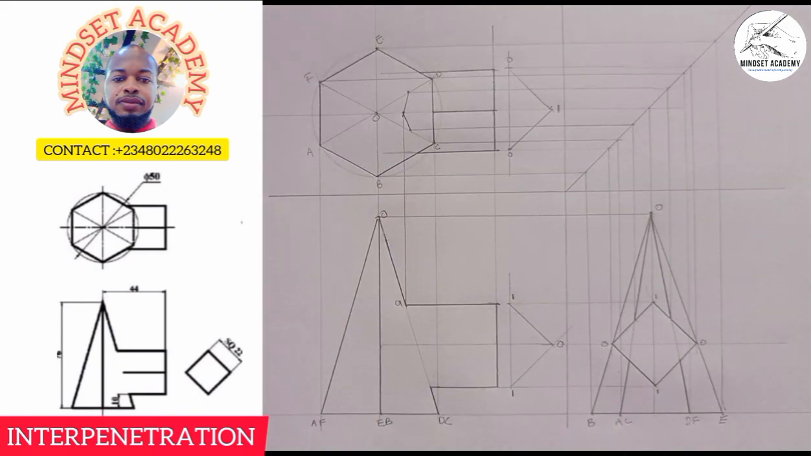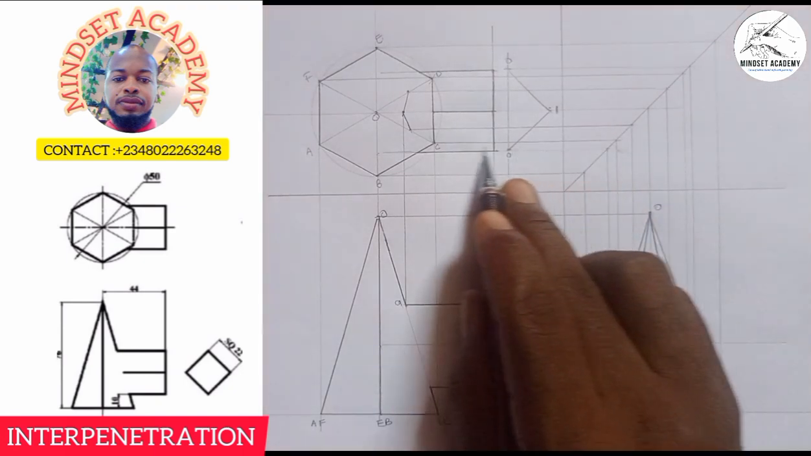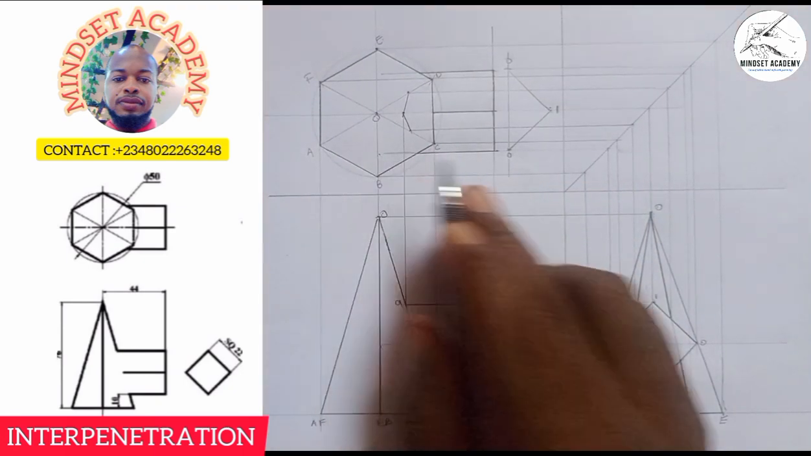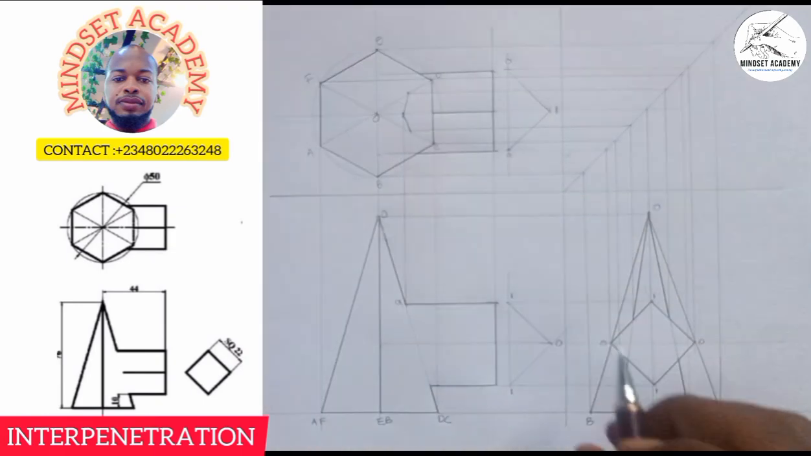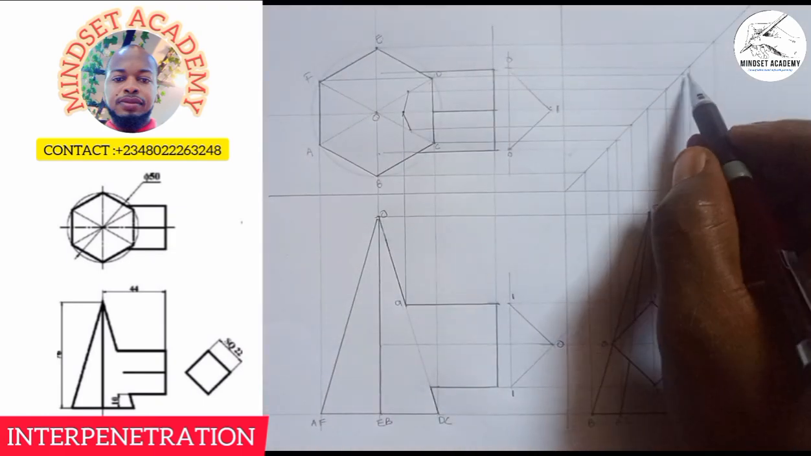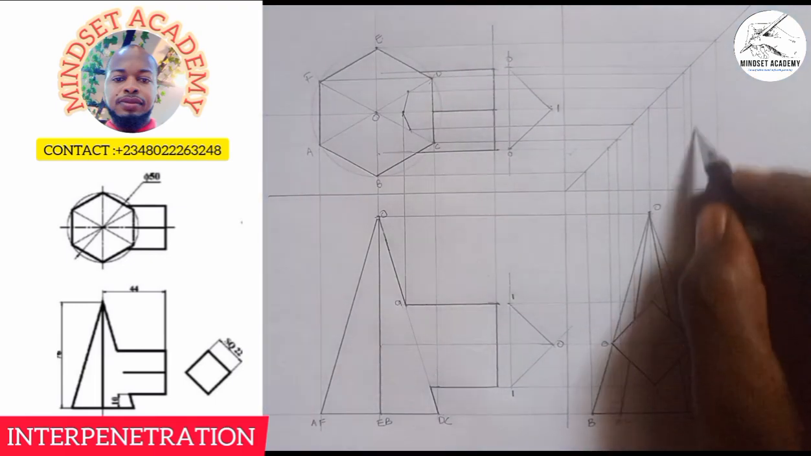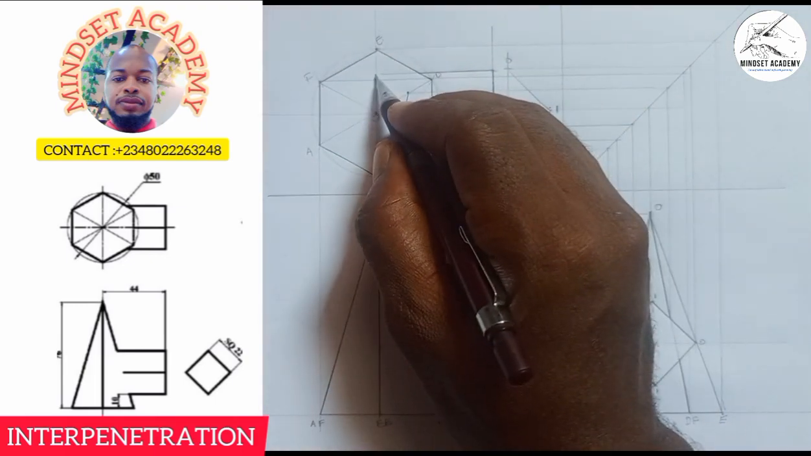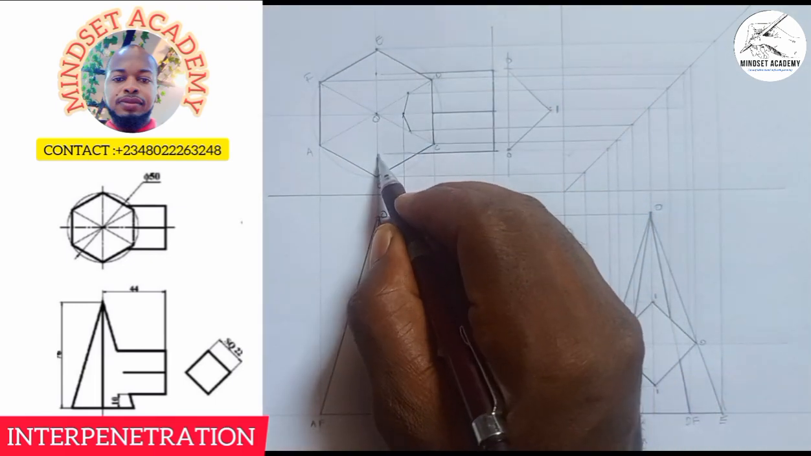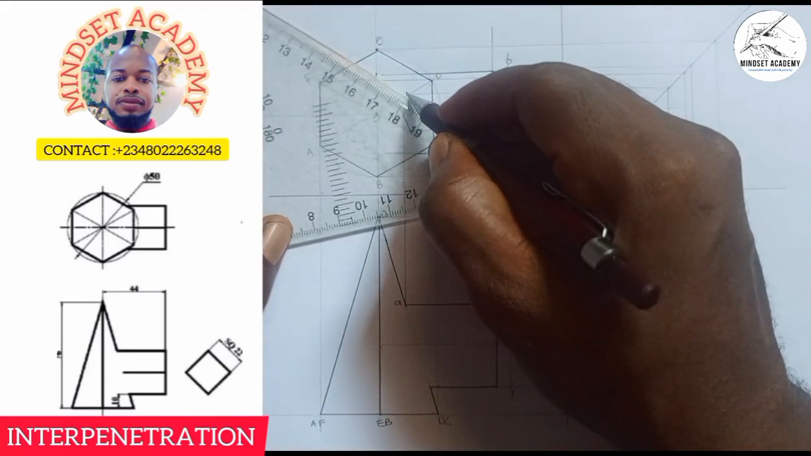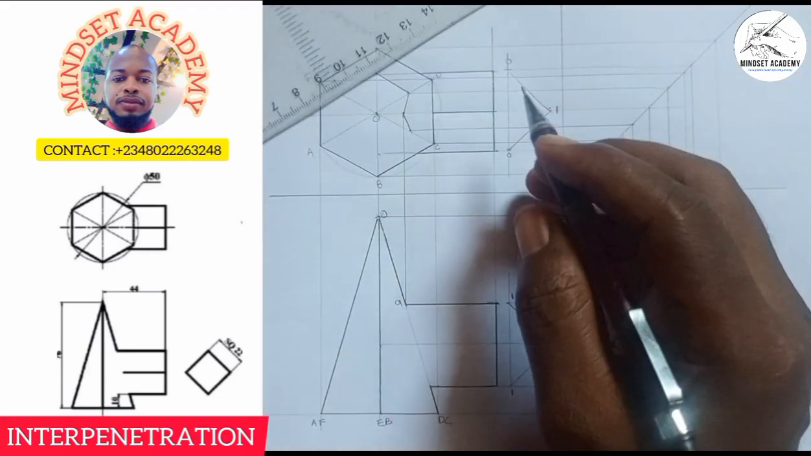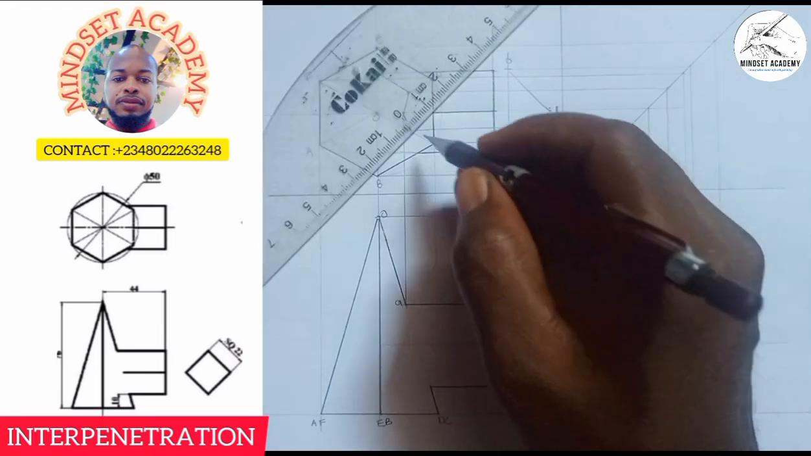Then the next one will be, so if you look at this now, O is coming up, is meeting here. O is coming up, is meeting here also. So it means that this point you see here, trace it, is meeting here and is also meeting here. So you connect these two together. And you also connect these two together.